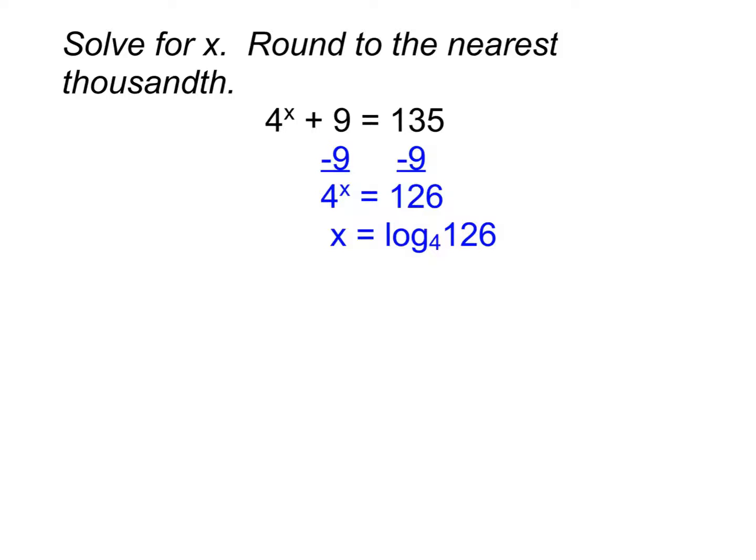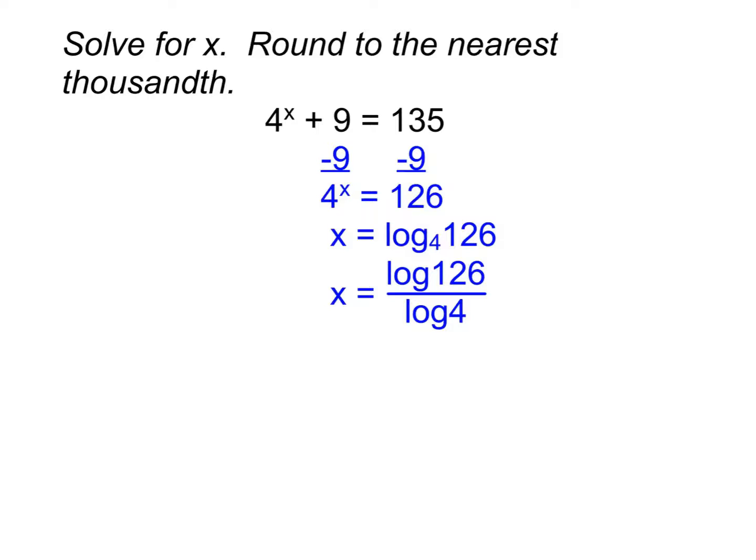Now that we have this, we can calculate our value. Calculating this value relies on using the change of base formula. Remember, that is going to be log over log, and the base always goes on the bottom. So in this case, our base is 4, so you know 4 goes on the bottom. That leaves the 126 to go on top. This is then the calculation we're going to be doing. So you do log 126 over log 4.